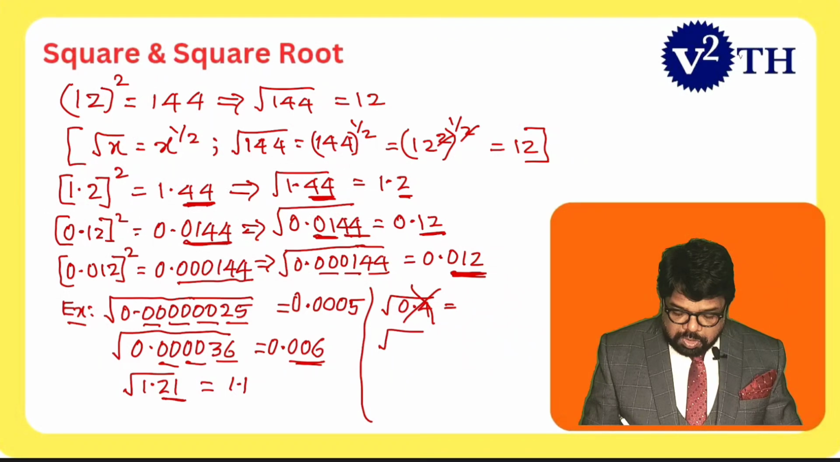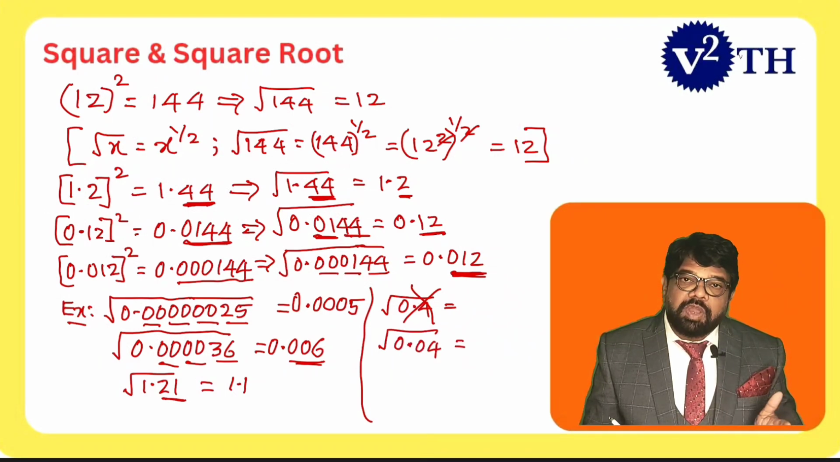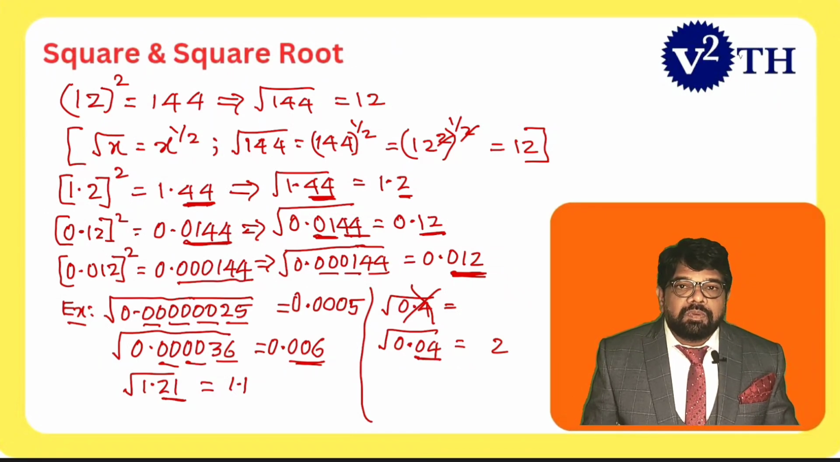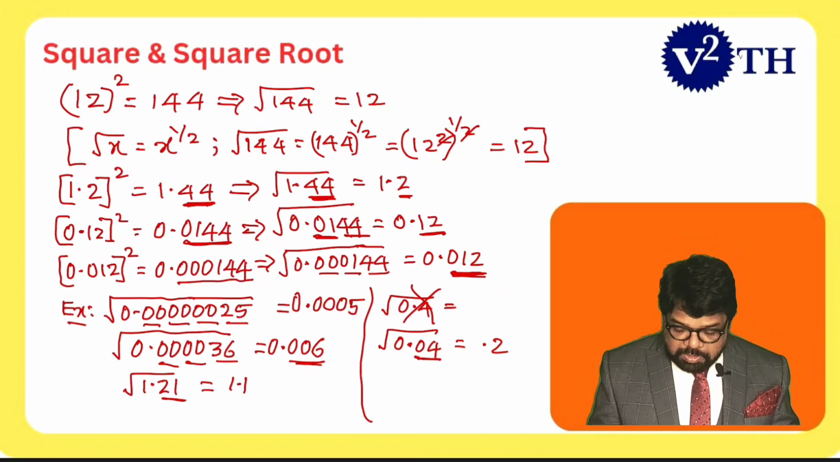Now suppose square root of 0.04. What is its value now? We can say its value. Now it is 2 square, you have to write 2. Now 2 digits make it as one group after decimal. Only one group is there here. After decimal 1 digit. So here what is its value? 0.2. Understood?